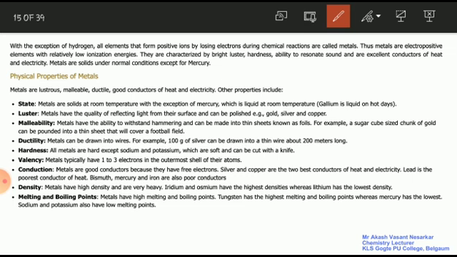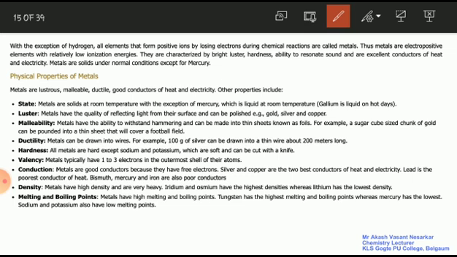Malleability. Metals have the ability to withstand hammering and can be made into thin sheets. So we can mold the metals into thin sheets known as foils. For example, a sugar cube sized chunk of gold can be pounded into a thin sheet that will cover a football field. Ductility. Metals can be drawn into wires. For example, 100 gram of silver can be drawn into a thin wire about 200 meters long. So we can use metals to make wire.